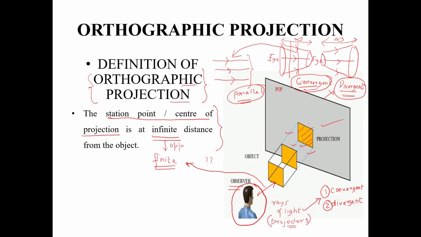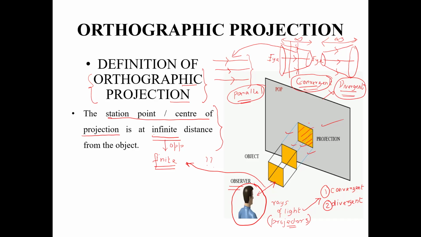So for that to happen, first the projected view has to be equal in size to the object, and for that to happen, the projectors have to be parallel, and that can happen only if the observer is situated at a theoretically infinite distance from the object. If the observer is situated at a finite distance from the object, then the projectors will be either convergent or divergent.